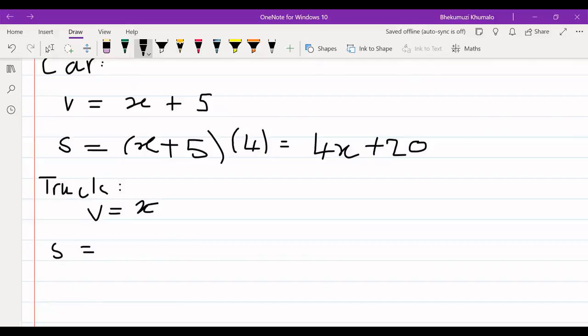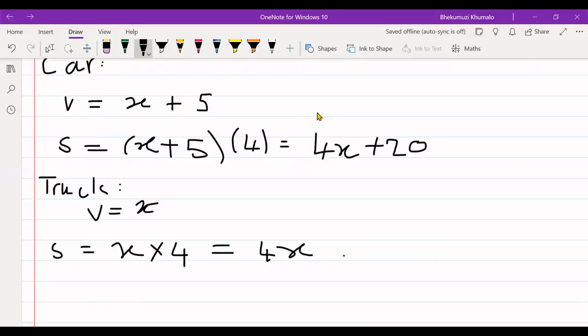And the distance, which we use as s, in this case would be the speed times the number of hours where they met, and they met at 4. So this is just 4x. But now, what do we have? We have two equations, right? The first one there and the second one there, for the car and the truck.